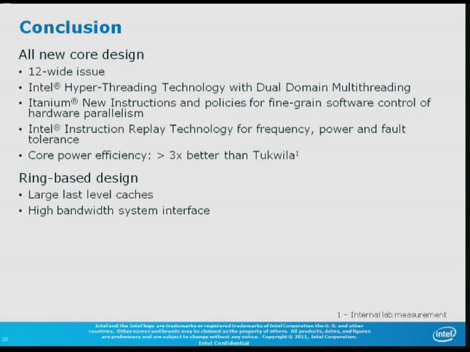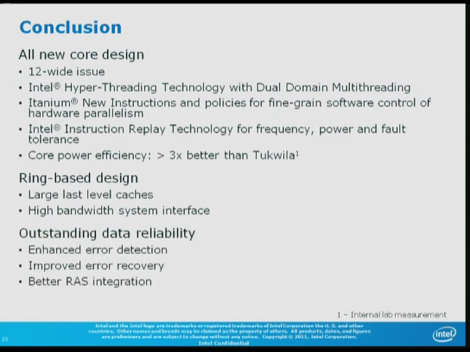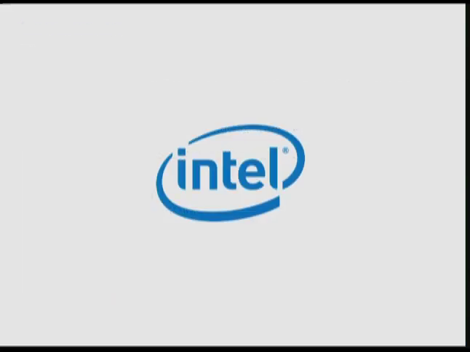Poulson also is our first ring-based Itanium design, featuring large last-level caches, interconnected by a high-bandwidth ring and link interface. And it's got outstanding data reliability. We've added more and better error detection logic, better error recovery, and even more importantly, we have a fully integrated hardware, firmware, and software stack to deliver that reliability to the end user. And that concludes my presentation today, and I'll take questions now.